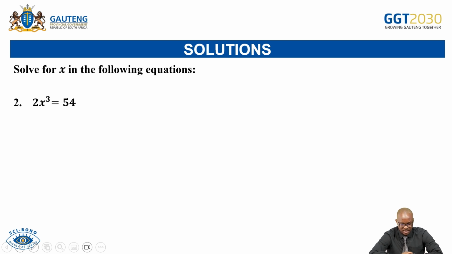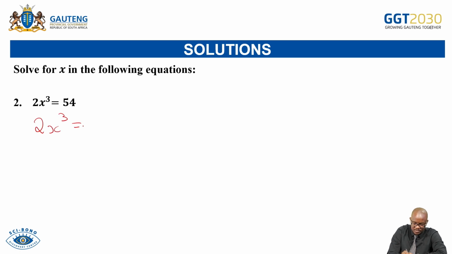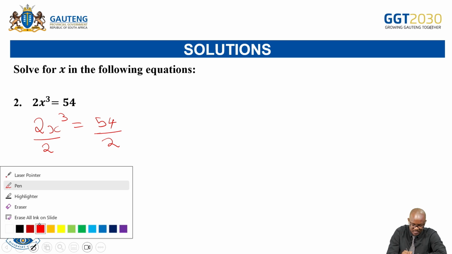With the second activity now, we are having 2x to the exponent of 3 is equal to 54. Then we remember we have to make sure that we have x as our subject of the formula. Here there is a little bit of work that we need to do. We know that we have 2x cubed is equal to 54. Then we need to divide both sides by 2.